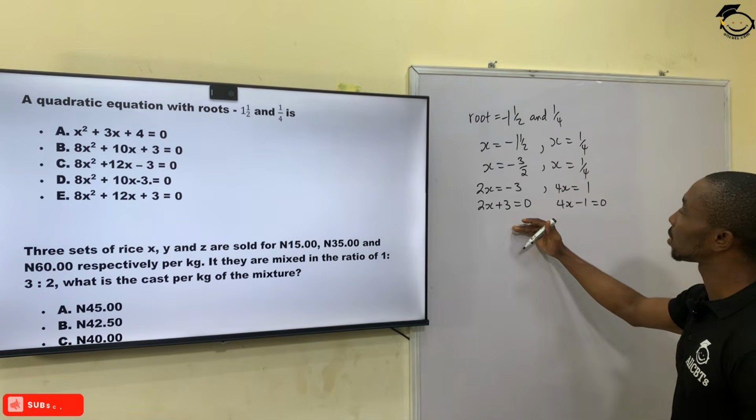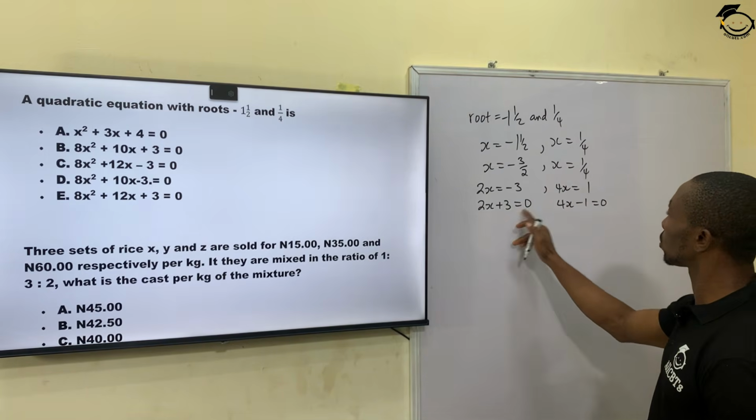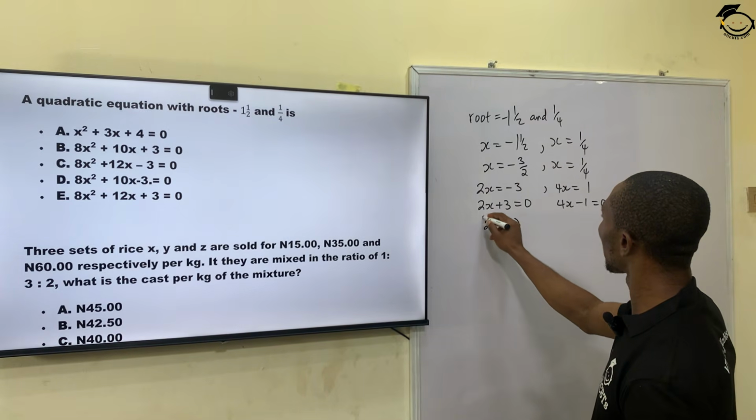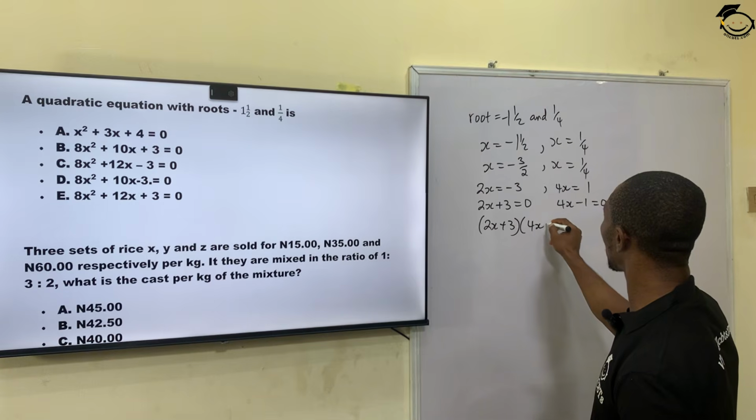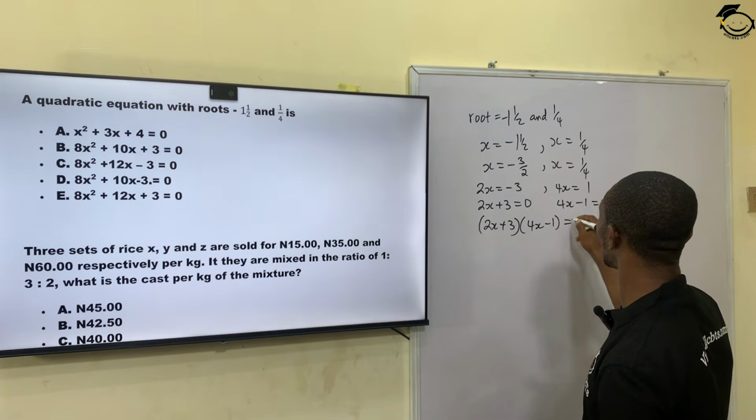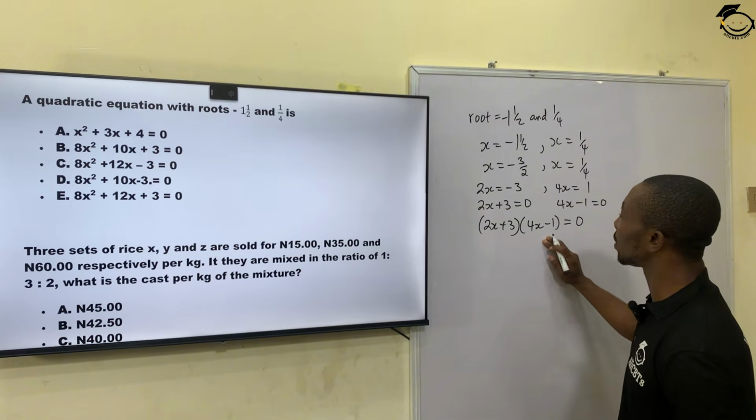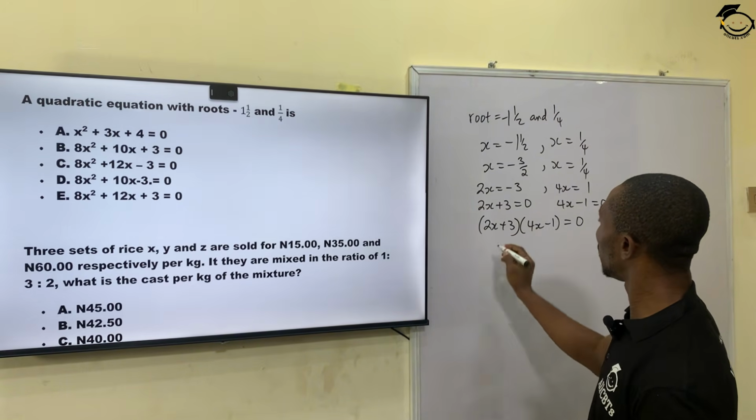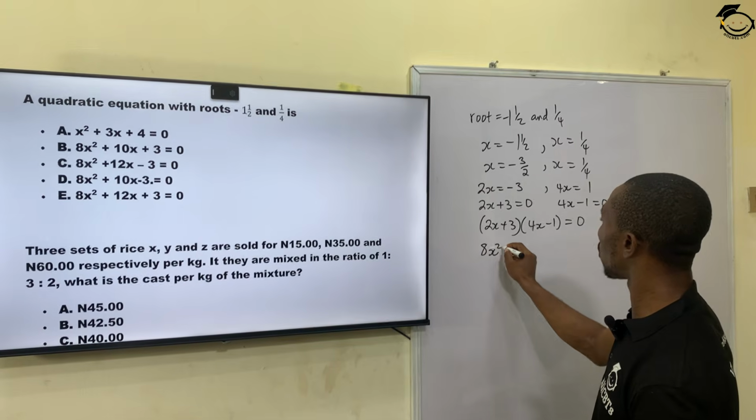Now, at this point, we'll bring these two factors together. This will be 2x plus 3 times 4x minus 1 equals 0. Now, expanding this, 2x times 4x will give us 8x squared.